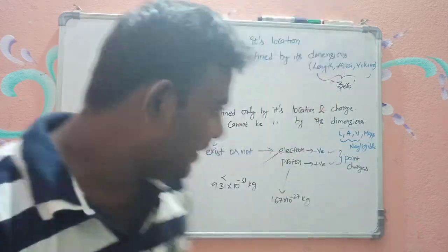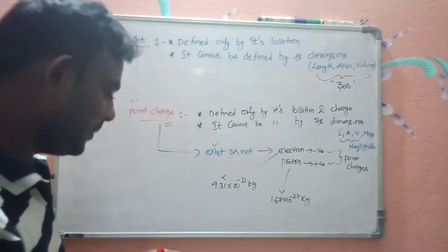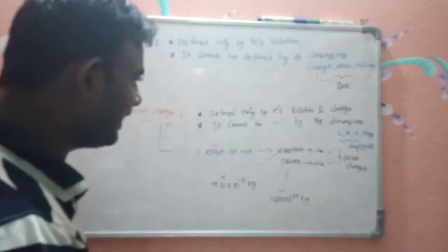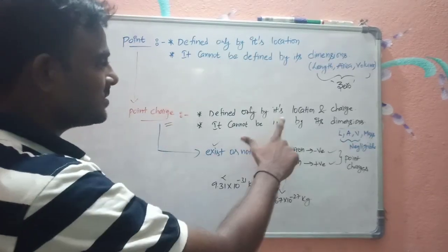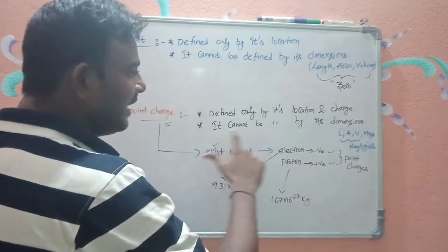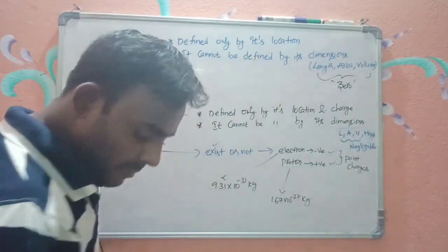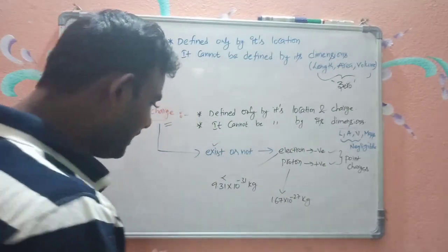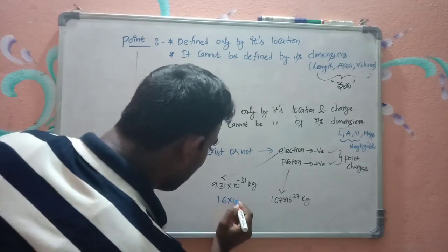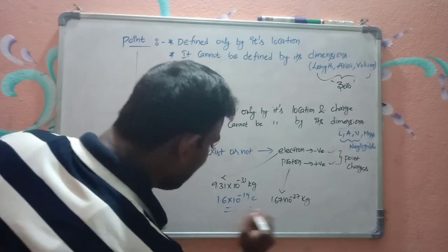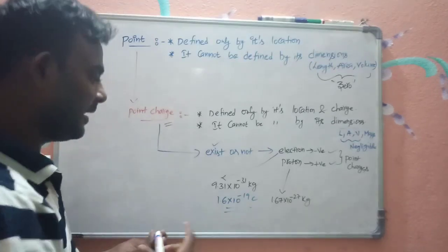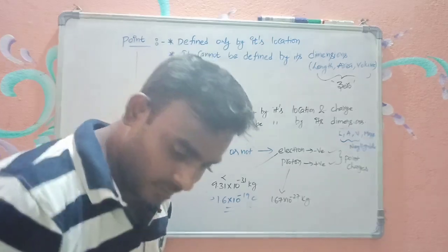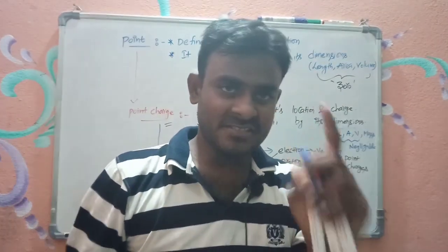So here, in order to consider the electron and proton as point charges, the very base that we are considering is that the point charge must be defined by its location and charge. It cannot be defined by its dimensions. Okay, so you all know the charge of an electron. I think it is 1.6 × 10^-19 coulombs. This is the charge of an electron with a negative sign, and you know the charge of a proton.